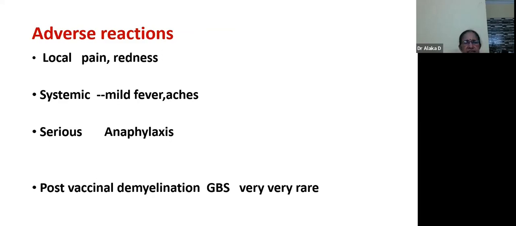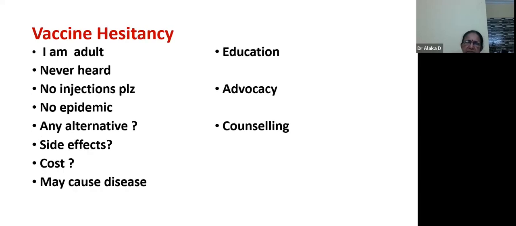What are the adverse reactions? There may be local pain and redness, and systemic effects like mild fever and little aches and pains, because most of these viral vaccines cause a flu-like syndrome. So a little malaise, and there is that psychological impact that I have taken this vaccine. A little malaise, little aches and pains, and mild fever may be there, but you can treat that with simple paracetamol. As I said, 1 in a million has the serious reaction, anaphylaxis. And very, very rare, but I should make you aware of it, post-vaccinal demyelination causing Guillain-Barré syndrome. But that can be managed.